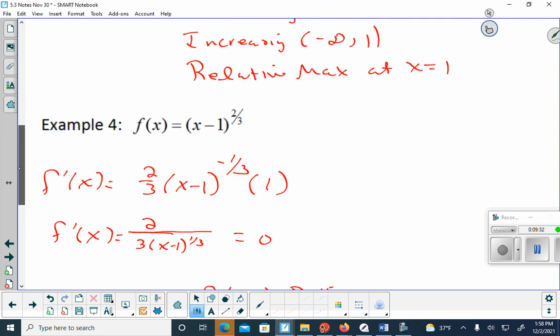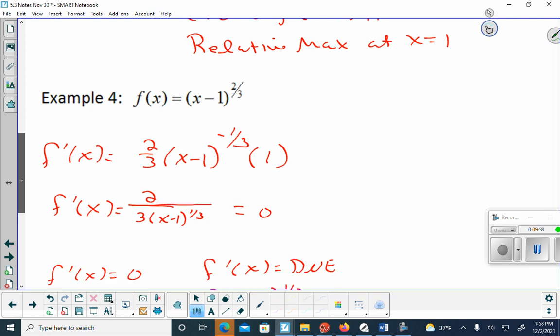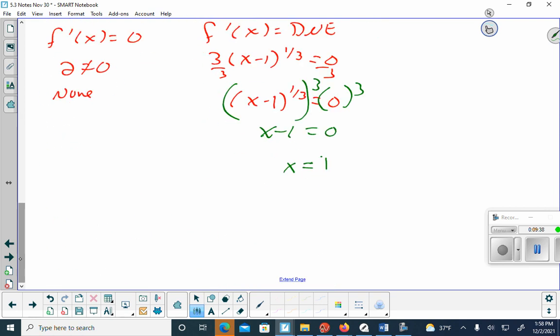It's the place where the derivative and the function is undefined. So technically I have a vertical asymptote there. So that's okay. That's still going to be a critical number. It might change the direction of my graph. So I'm going to put a little dot there.